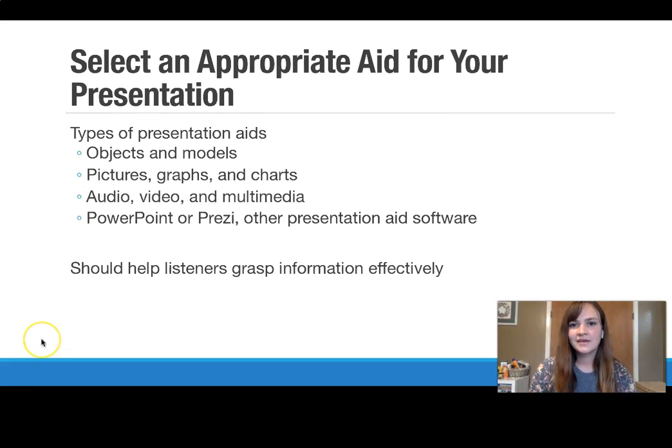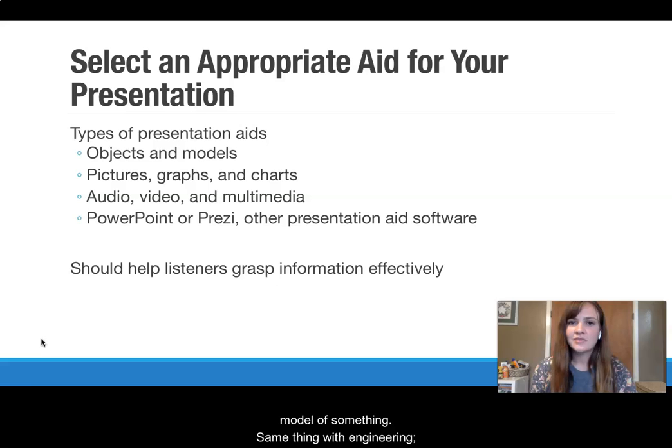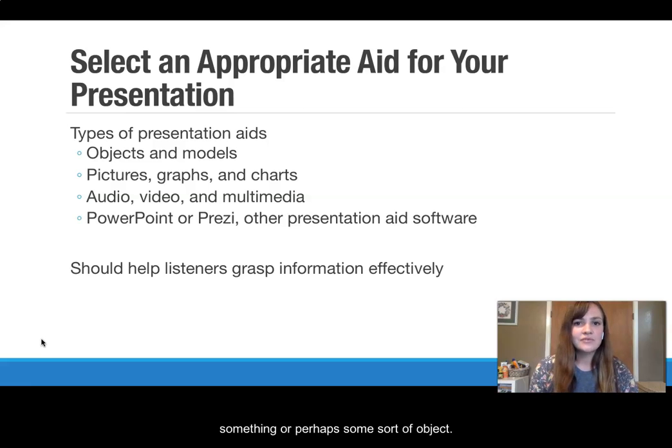In our class, the focus on presentation aids is mostly on PowerPoint software. However, there are a bunch of different types of presentation aids, so we should always try to select an appropriate visual aid for the type of presentation we're doing. And so it's going to depend. If you're an architecture major, then perhaps you want a 3D model of something. Same thing with engineering, same thing with medicine, and I'm sure a bunch of other disciplines that benefit more from a 3D model of something, or perhaps some sort of object.